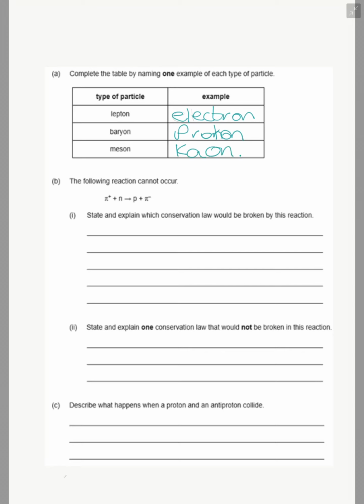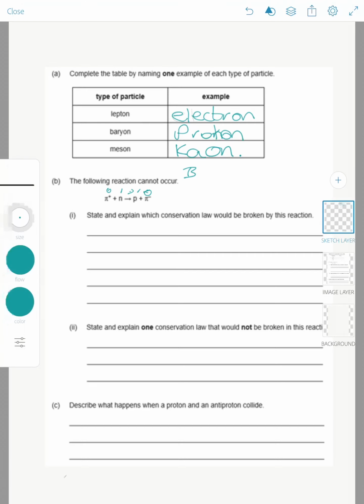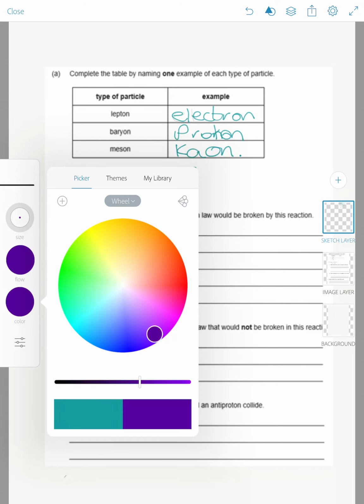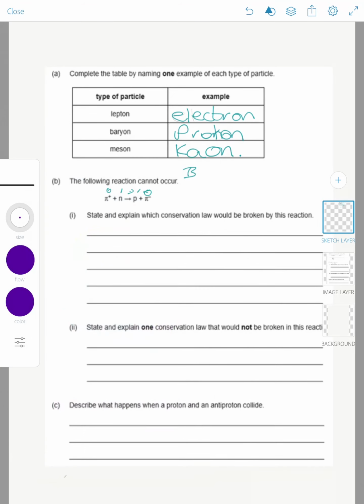Now, the following reaction cannot occur. State and explain which conservation law is going to be broken. Right, so if we're thinking about baryons, so baryon, I'll make blue. Not a baryon, not a baryon. That's supposed to be a 0. Okay, so baryon number is conserved. So then if we look at the lepton number, I'll change the colour. That's not a lepton, that's not a lepton, that's not a lepton, that's not a lepton. So lepton number is conserved.